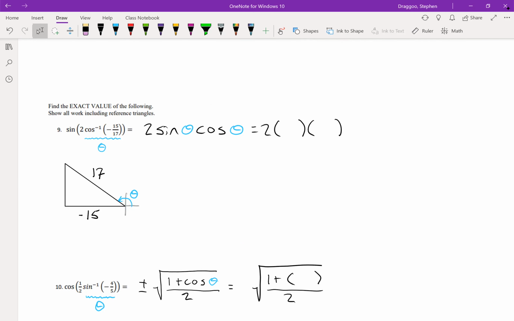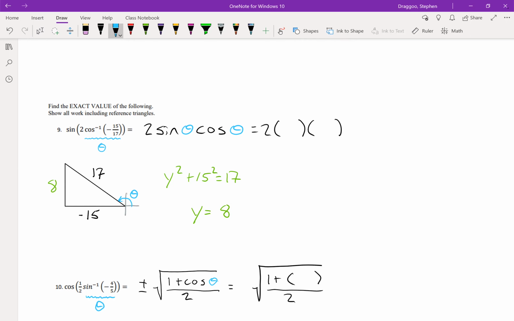Okay, and then in problems 9, 10, and 11, we'll be combining double angle formulas with some other reference triangles more directly. So problem 9, we want the sine of 2 times the cosine inverse of negative 15 over 17. So we're going to call the cosine inverse equal to theta and create a reference triangle for theta. Doing so, we get a reference triangle that's missing its opposite side, but we just saw in the previous problem that 8, 15, 17 is a Pythagorean triple. Or we could use the Pythagorean theorem to do the same thing. y squared plus 15 squared is 17 squared, so y is going to be 8. And since we're in the second quadrant, we'll choose the positive value there.